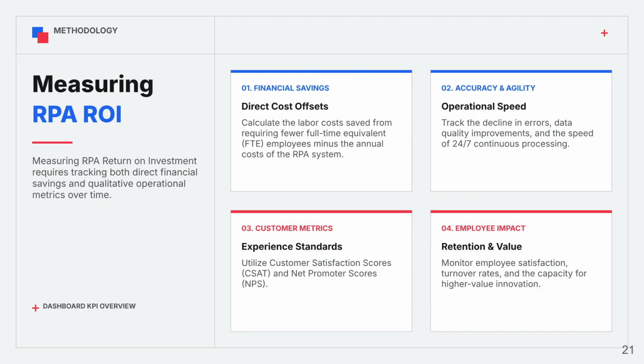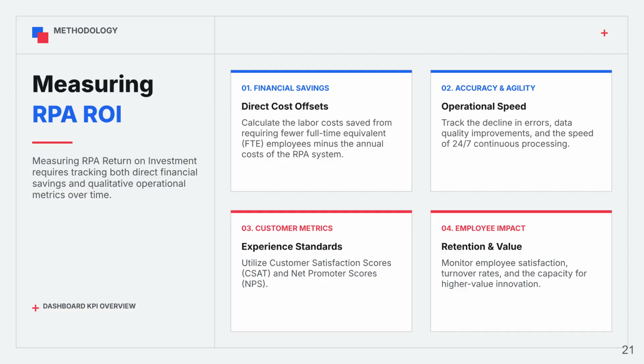The first metric is financial savings. Organizations compare the labor costs saved through automation with the expenses involved in developing, deploying, and maintaining the RPA system. A positive ROI indicates that the investment is generating tangible business benefits. The second area focuses on operational performance. Key indicators include reductions in processing errors, improvements in data quality, faster cycle times, and the ability of software robots to operate continuously without interruption. These improvements increase productivity while maintaining consistent service quality.